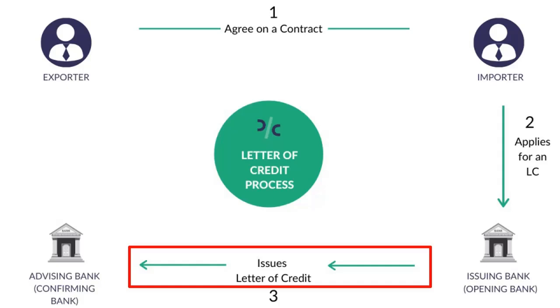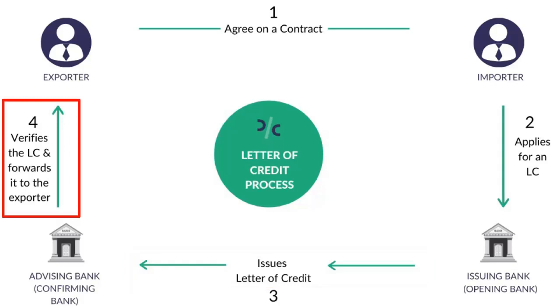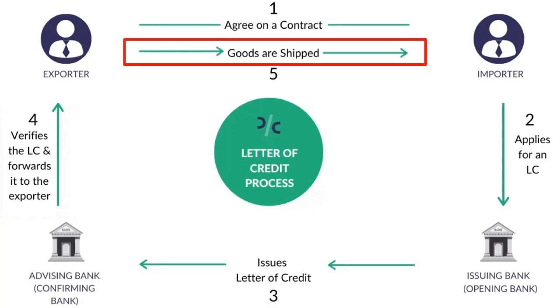In my client's case, they go with HSBC Bank. It is available in China and also in UAE, so things get faster here. After that, the confirming bank verifies the LC and forwards the LC to the exporter, the supplier. Once the exporter receives the LC from the bank, he gets the assurance that the money is with the bank and therefore there is no risk in shipping the goods. So he ships out the goods to the importer through a shipper.